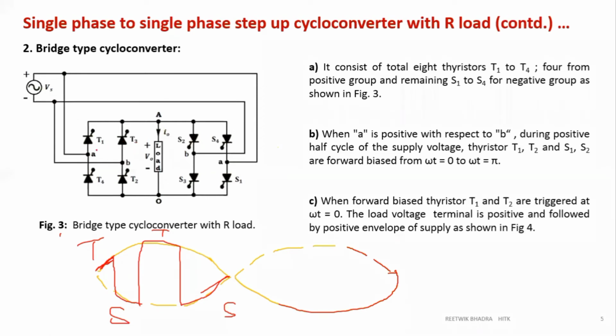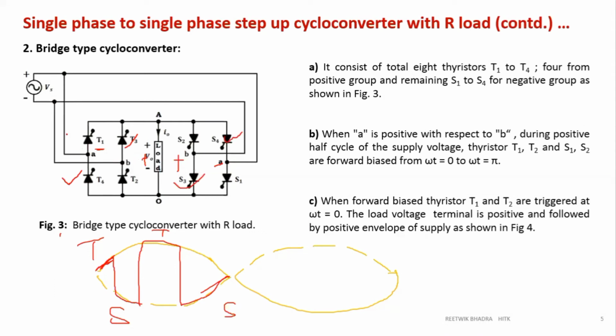Okay, before going to that, this is negative, this is positive, right? Because it has changed its polarity. A is negative with respect to B because AB has gone negative. So if this is negative, which should be on? T4. If this is positive, which should be on? T3. And S4 and S3 should be on.